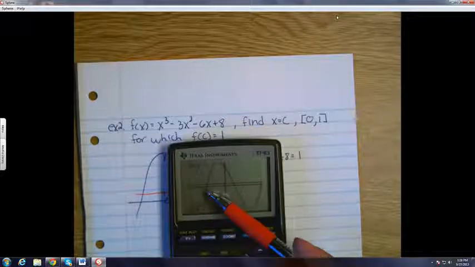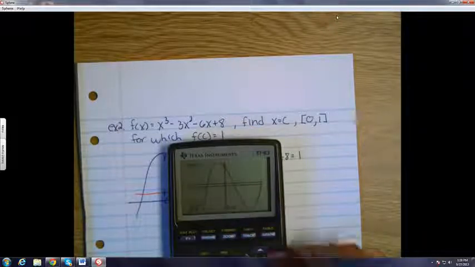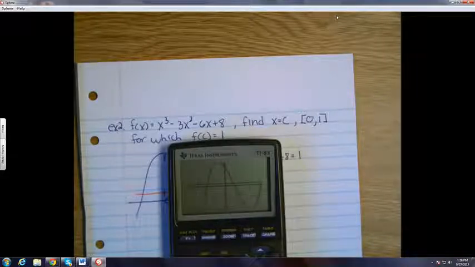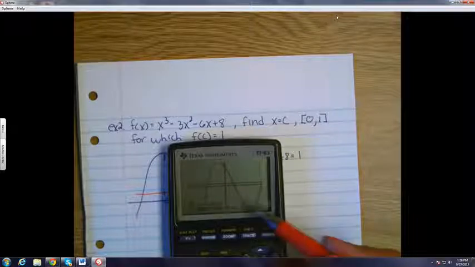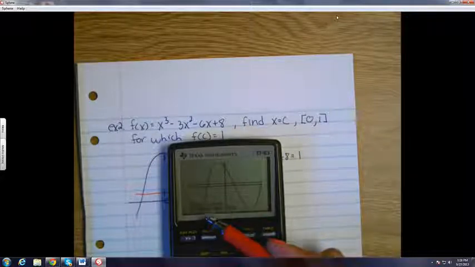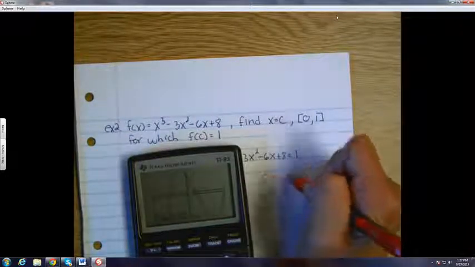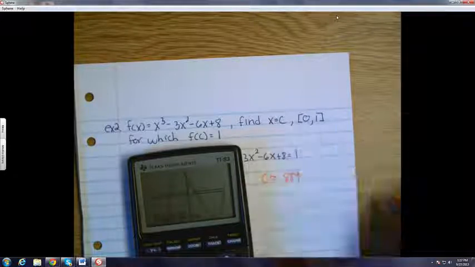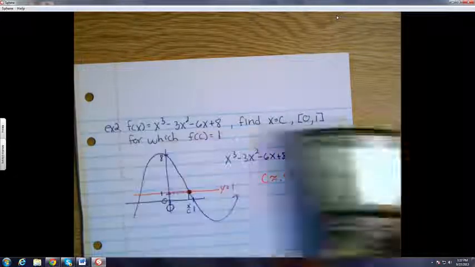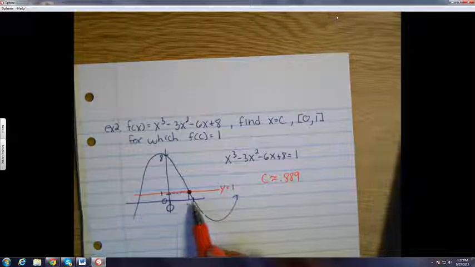See, there's 2 of them here. We're going to slide over to the 1. Help it out a little bit. Then hit enter when we're close to it. And it found the intersection. The y value is 1. The x value is about 0.889. So my C is about 0.889, which is between the 0-1 window that was established by the intermediate value theorem.